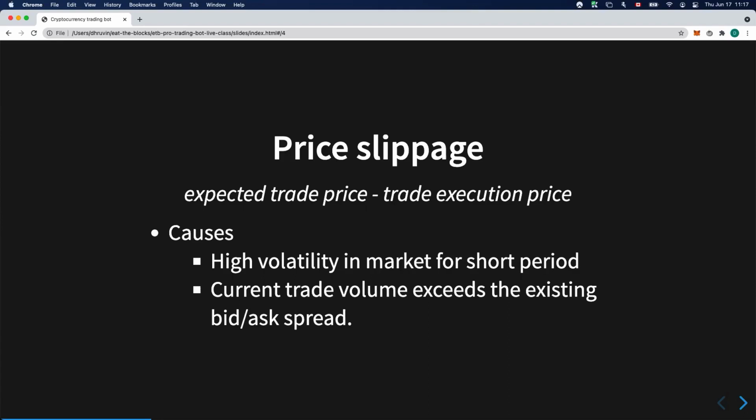Another reason that is responsible for the price slippage is the trade volume exceeding the existing bid and ask spread. Bid ask spread is nothing but the range or the difference between the bidding price and the ask price of an asset.